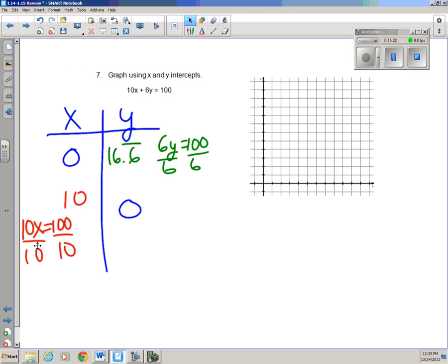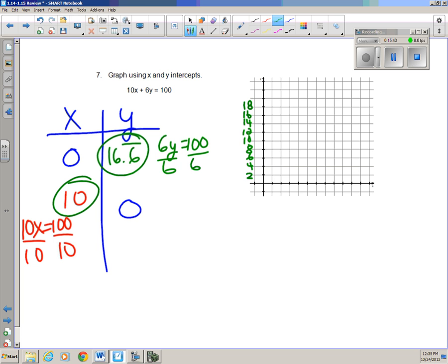Okay, so I need to graph those points. On my y-axis, I have to go up as high as 17, right? 16.6. I'm going to do that by going by 2s: 2, 4, 6, 8, 10, 12, 14, 16, 18. On my x-axis, I've got to go as far over as 10. Don't forget that's 0, 0. And then I'm just going to go by ones: 1, 2, 3, 4, 5, 6, 7, 8, 9, 10. Well, 0, 16.6 is somewhere around here, more than 16, less than 18. 10, 0 is exactly there. All I have to do is connect the dots. That's it.